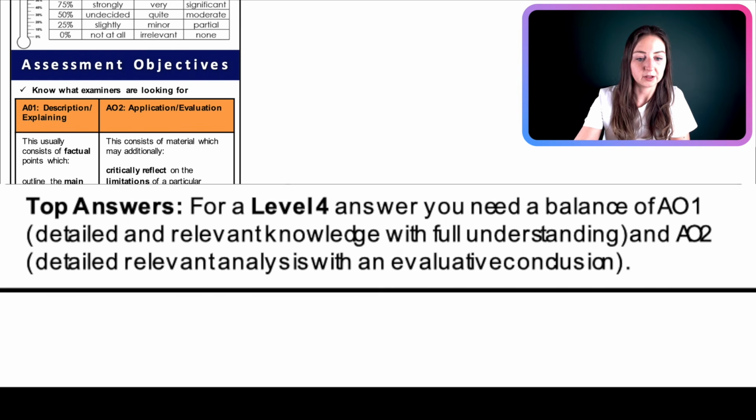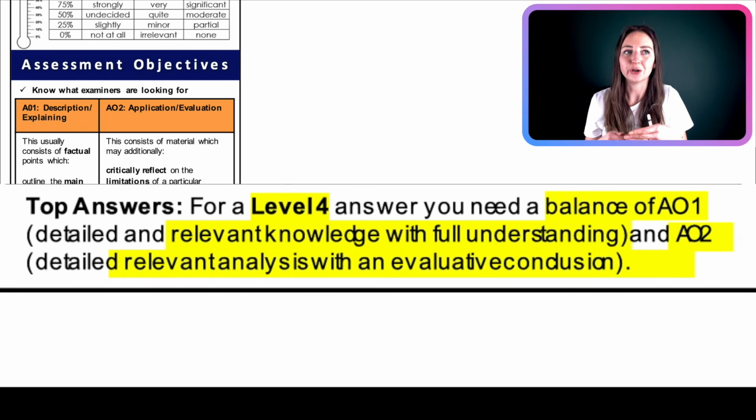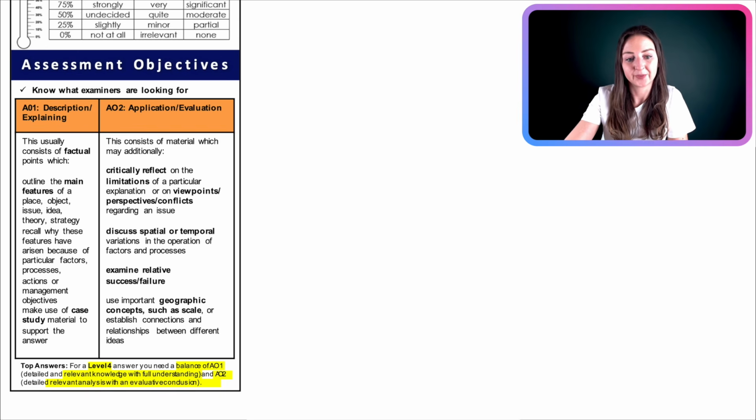So for a level 4 answer, you need a balance of AO1, which means detailed, relevant knowledge with full understanding, so have you explained it, and AO2, detailed, relevant analysis with an evaluative conclusion. And the conclusion is so important. Do not miss that out. That is really what distinguishes between the B's and the A's and A stars. If you have a really, really good evaluative conclusion, and I'm going to tell you how you can do that, then your essay will really stand out to be an A star essay.